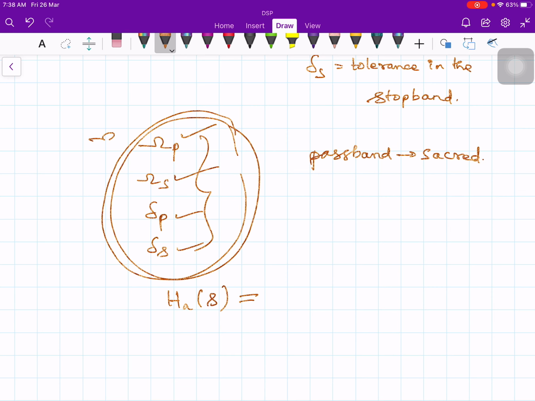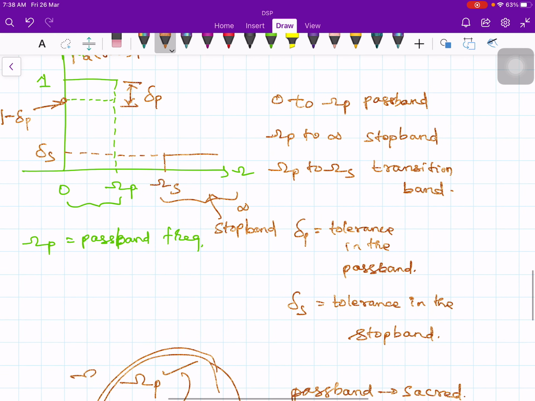Liberty means what? You can over satisfy in the sense that you can reduce attenuation to this level. Originally the attenuation was here; you can make it low, no problem. That's what we mean by liberty in the stop band. But you should not reduce the magnitude from this level to this level. That is bad. Over satisfaction in the stop band is very good. Over satisfaction in reducing the transition band is very good. Over satisfying in the pass band is also good, but it should not come down, it should go up. That's what design engineers will typically try to do.